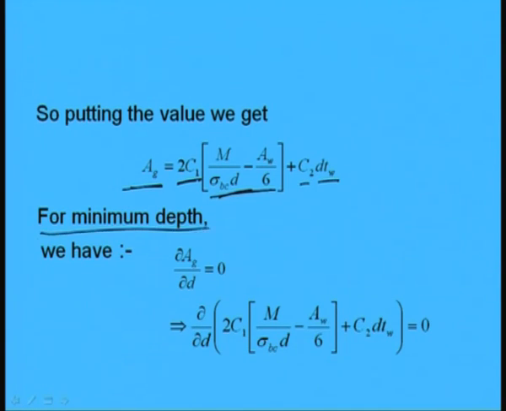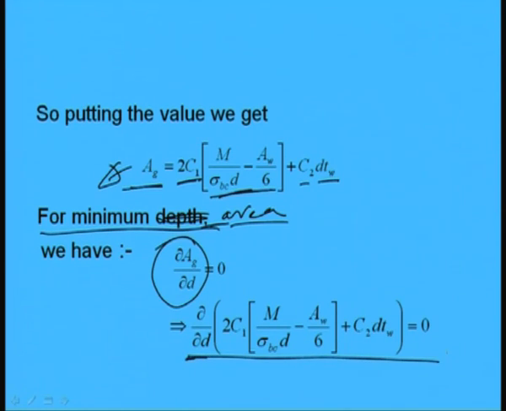Now, for minimum area, what we have to do? For minimum area, we have to make del AG by del D equal to 0, right. Del AG by del D is equal to 0. So, if we take the partial derivative of this AG in terms of D, then we can get del by del D of 2 C1 into M by sigma BC into (D minus TW by 6) plus C2 into D into TW, right. So, in this way we can find out the value.